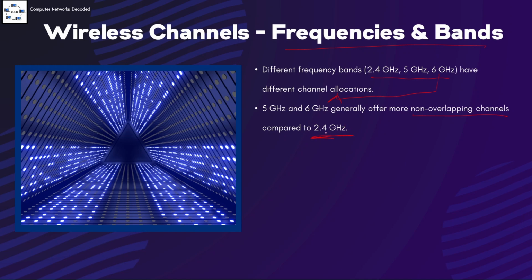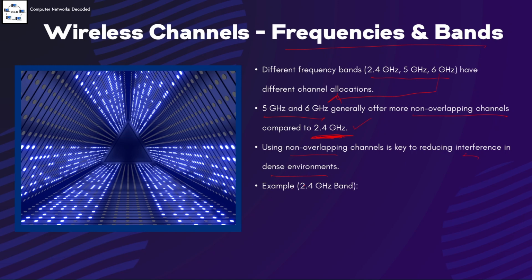So as we said earlier, the 2.4 gigahertz frequency band has more interference as compared to 5 and 6 gigahertz because the channel allocation in 2.4 has more overlapping channels. So using non-overlapping channels is key to reducing interference in dense environments. Let's take an example. Let's suppose we have the 2.4 gigahertz band. In this 2.4 we have multiple channels, and channel 1 basically uses the frequency range from 2.401 to 2.423 gigahertz.